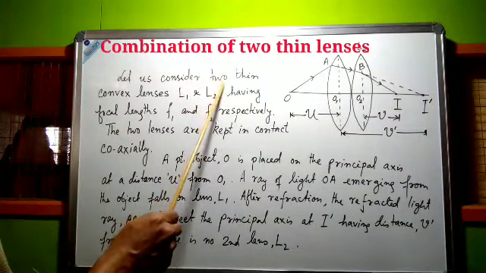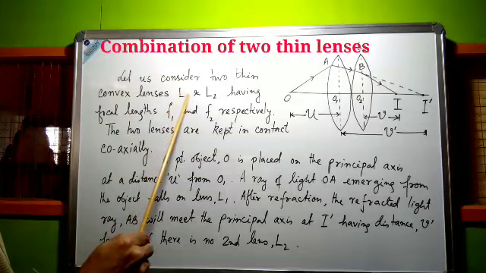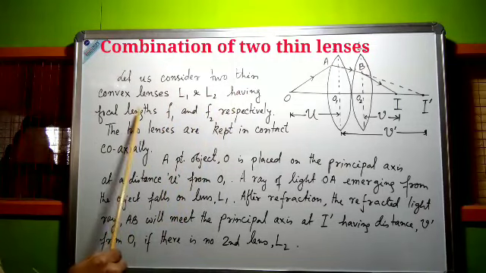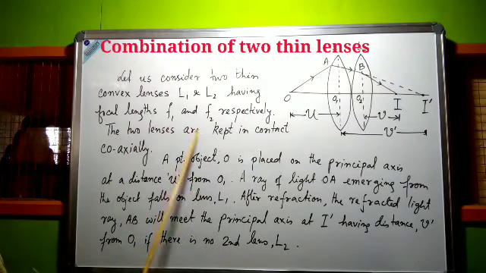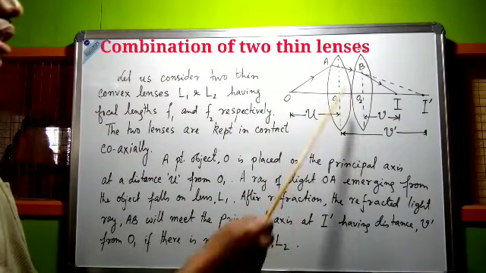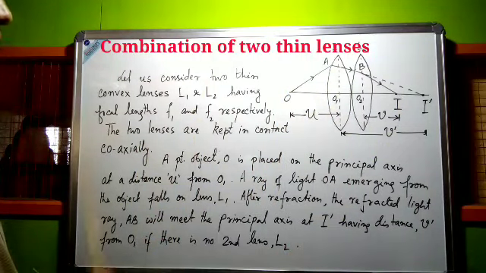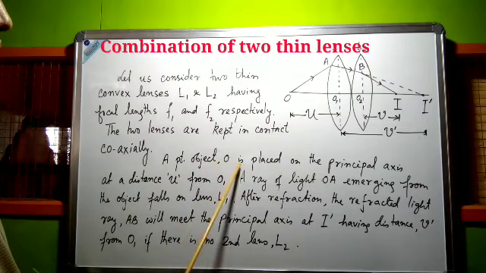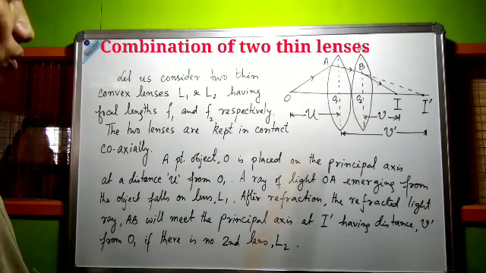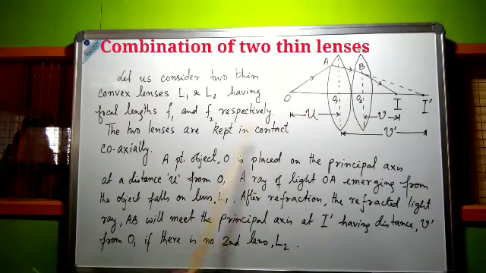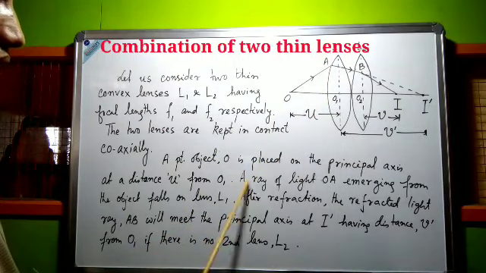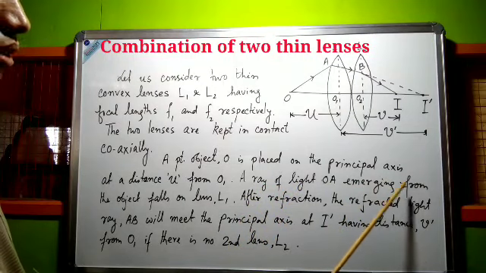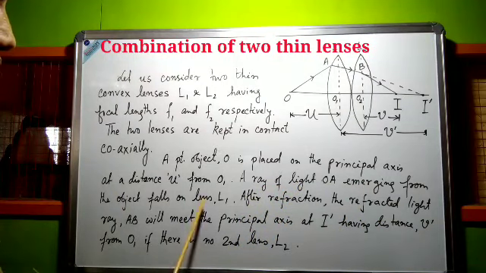Let us consider two thin convex lenses L1 and L2 having focal lengths f1 and f2 respectively. The two lenses are kept in contact coaxially, that is, with a common principal axis. In the figure, a point object O is placed on the principal axis at a distance U from O1, that is the optical center of lens L1. A ray of light OA emerging from the object falls on lens L1.